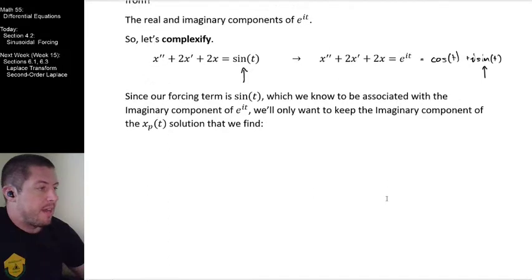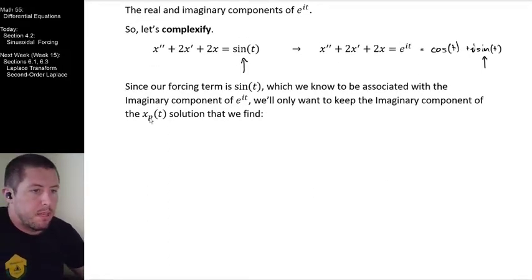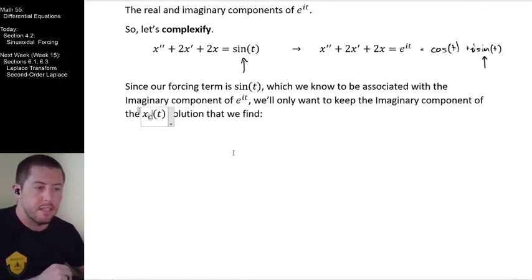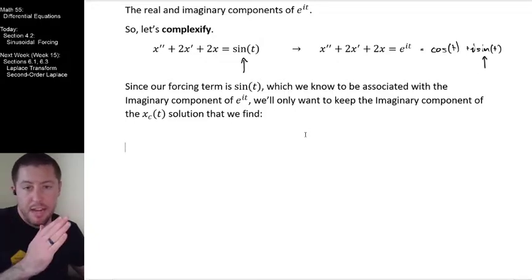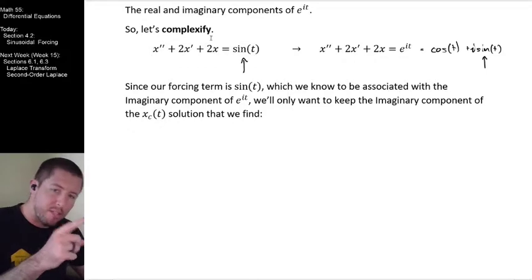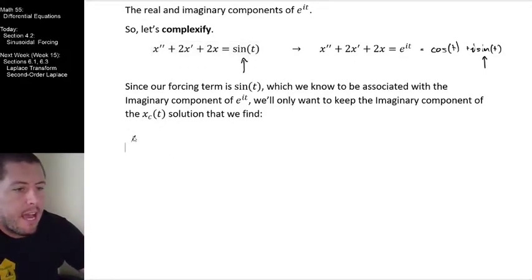And so to kind of justify this a little bit right here, what I'm actually going to do is write this as x sub c as our complex solution here, which is going to have a real and imaginary component. Because our forcing function is tied to the imaginary component of complex exponentials, we're going to keep the imaginary component of our final x sub c. If that was a cosine, we'd keep the real component of x sub c. And so what I'm saying here is that x sub c of t is going to have a real component plus i times an imaginary component.